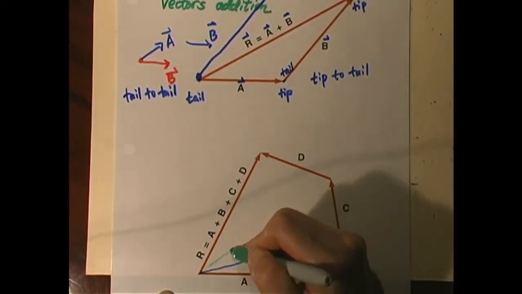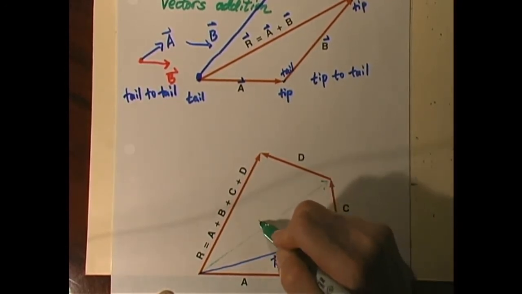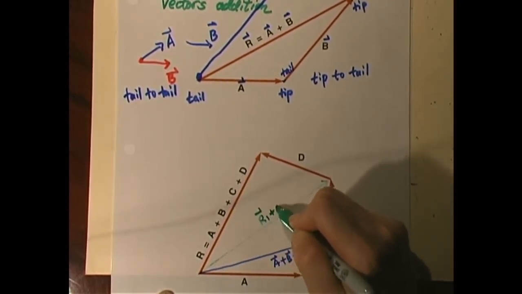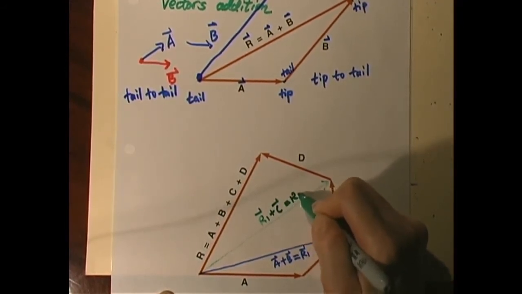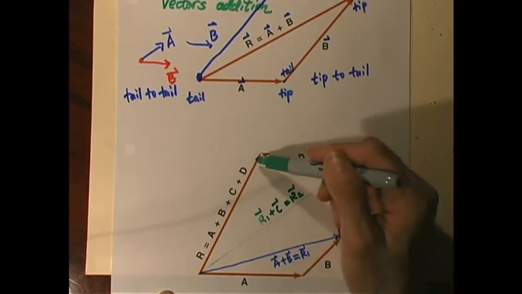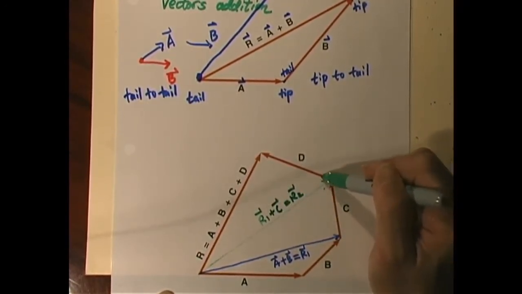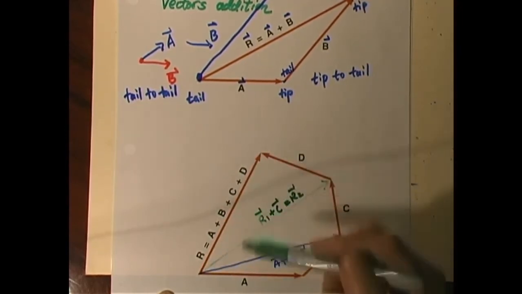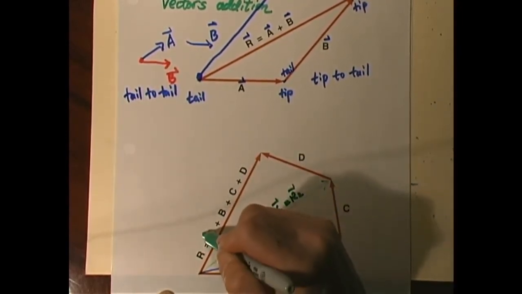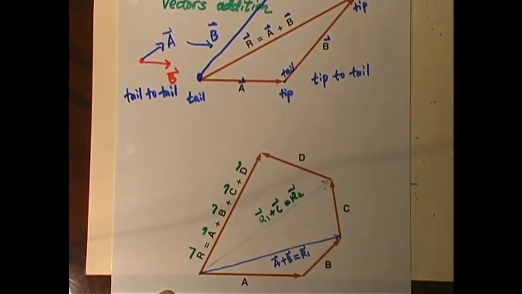So this one is R1 plus C, let's name it R2. Then we're going to add another one, which is D. The tails are here already. So R2 plus D gives us the final one. What is the final one? That is A plus B plus C plus D. That is the final resultant. So it's very interesting.